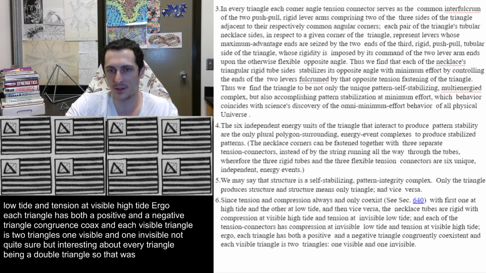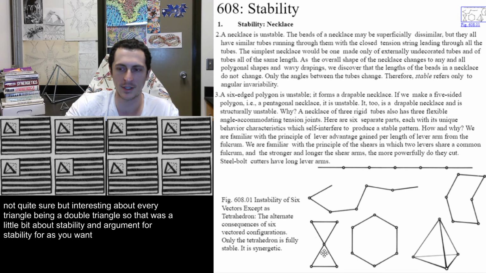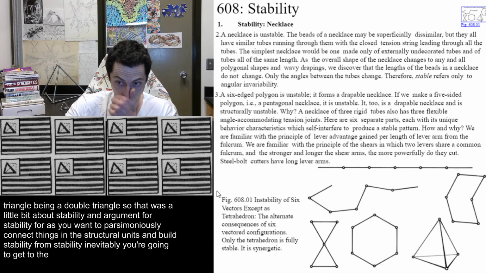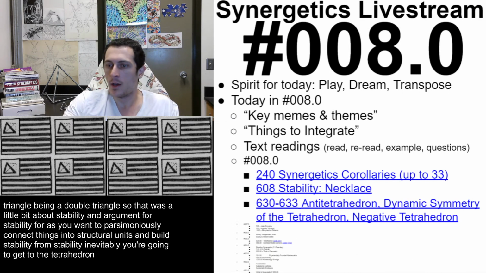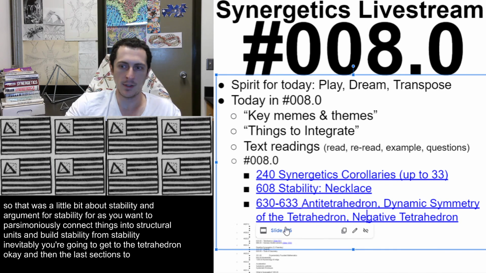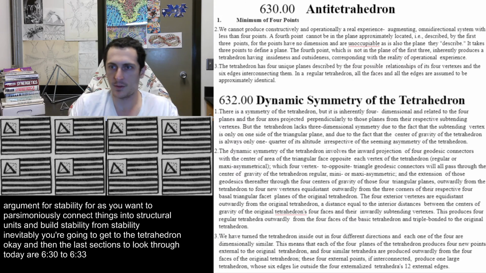So that was a little bit about stability and an argument for stability: as you want to parsimoniously connect things into structural units and build stability from stability, inevitably you're going to get to the tetrahedron. Okay, and then the last sections to look through today are 630 to 633. All right, so 630.